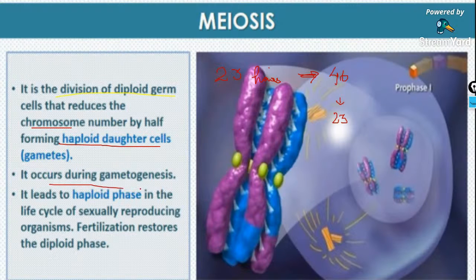So it occurs during the process of gametogenesis, the formation of gametes. It occurs in diploid germ cells, that is, the gamete-producing cells.